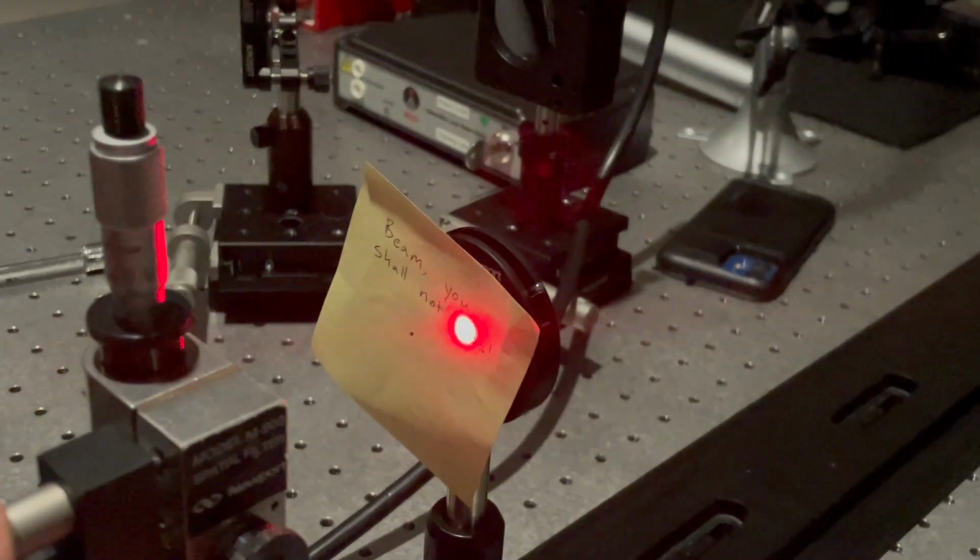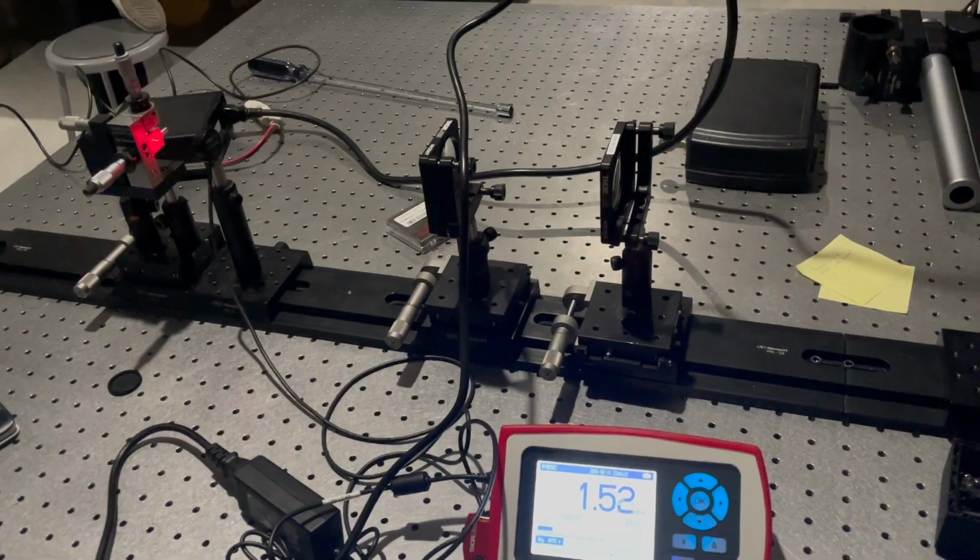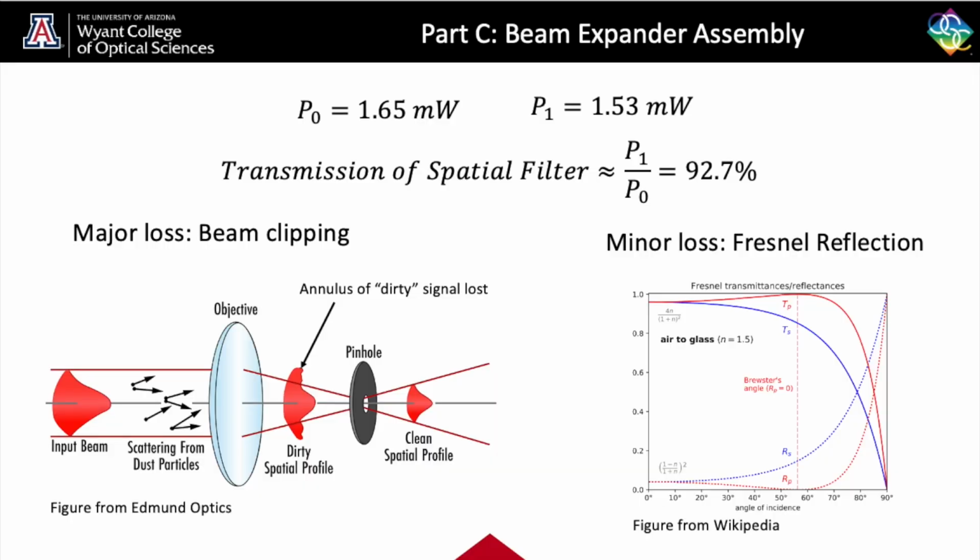We gathered relative power readings before and after the objective pinhole assembly. We concluded that around 93% of our optical power made it through the spatial filter. The loss is most likely due to the outer edges of the beam being clipped by the spatial filter and Fresnel reflections from the surface of the objective lens.